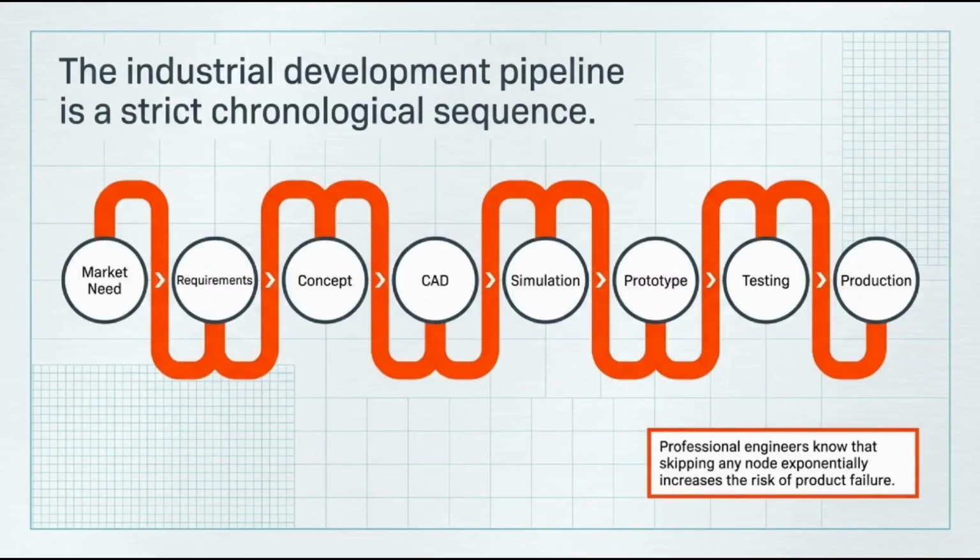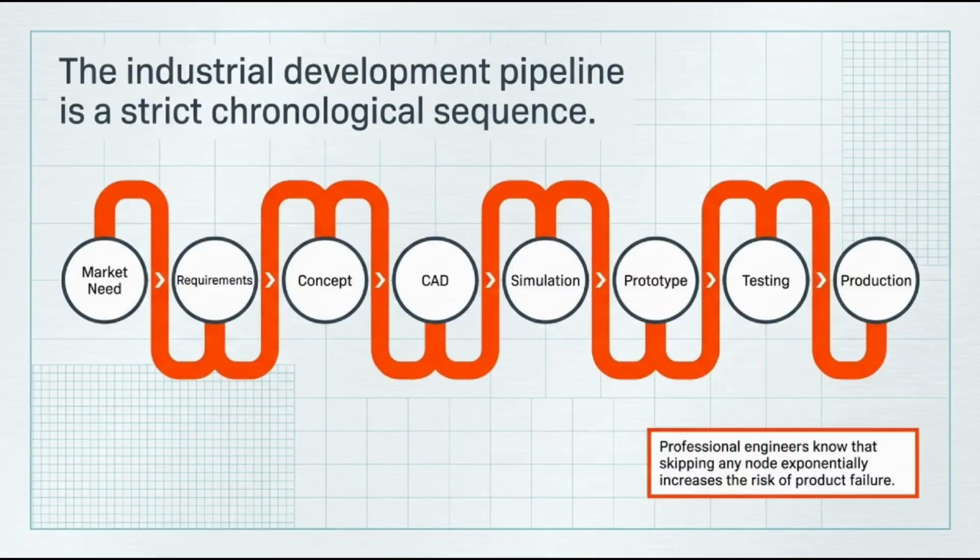Industrial Development Pipeline. Look closely at the workflow shown on this slide. Notice how the process moves from left to right through a series of connected stages. This is the industrial product development pipeline, and unlike a student project, the order matters. Let's walk through each stage.